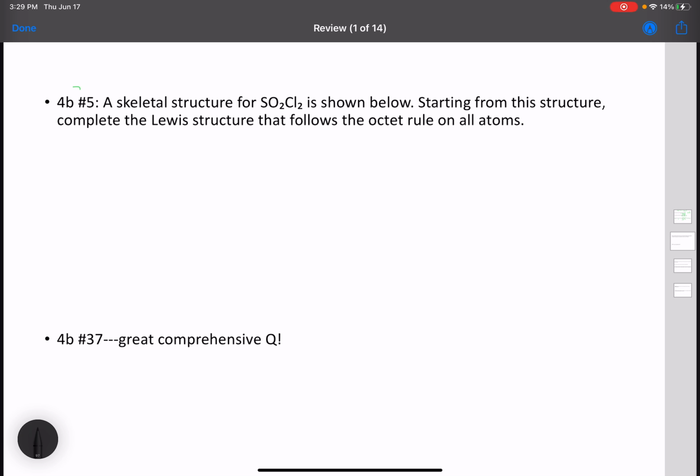So I like this problem here. It gives you a skeletal structure, and I'm going to draw out the skeletal structure of SO2Cl2. It doesn't actually matter so much where I put those O's and Cl's. And then it says, starting from this structure, complete the Lewis structure that follows the octet rule on all atoms. So the first thing I'm going to want to see is your work to calculate electrons. So how many valence electrons should we be distributing?